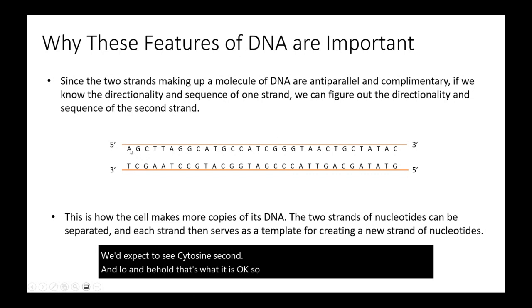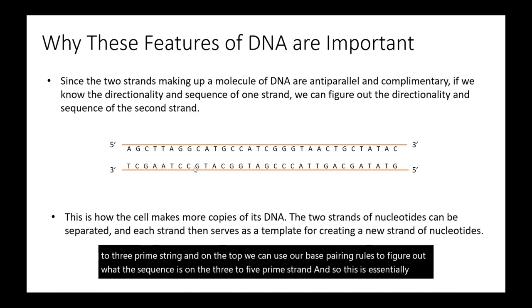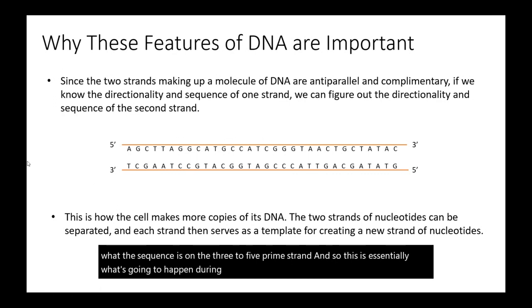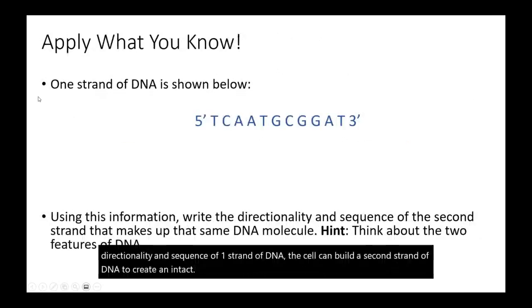Okay, so notice whatever's on the 5' to 3' strand on the top, we can use our base pairing rules to figure out what the sequence is on the 3' to 5' strand. And so this is essentially what's going to happen during DNA replication. Okay, by knowing the directionality and sequence of one strand of DNA, the cell can build a second strand of DNA to create an intact, complete molecule.